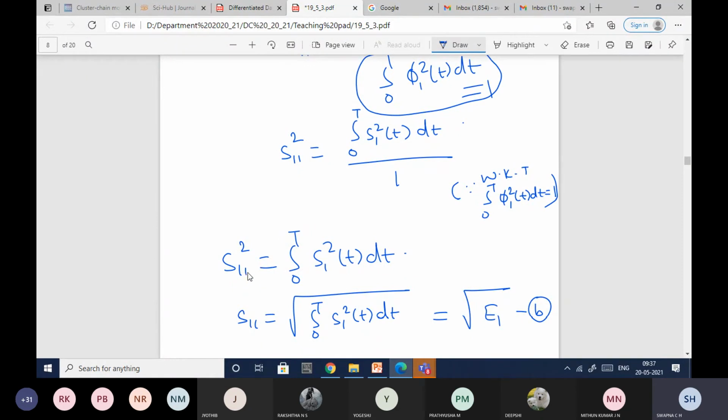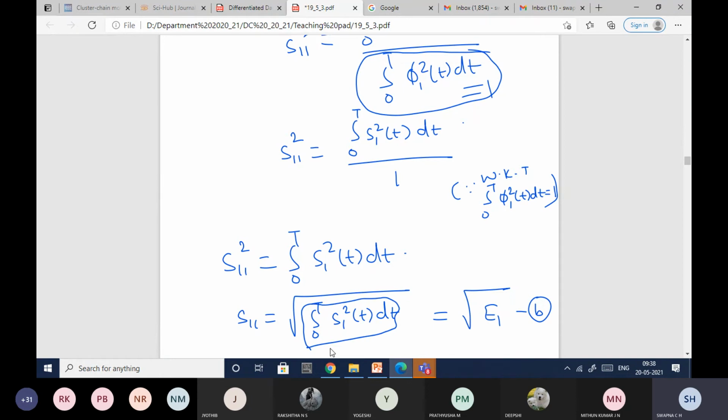But I want only s11, not s11 square. So what I have done, I have taken root on both the sides. So s11 is equal to root, the square will get cancelled in the left hand side, and on this side I'll have integral 0 to T s1 square of t dt. We know that this is nothing but the energy of the signal. Since it is the first signal s1 of t, I'm representing that energy as E1.